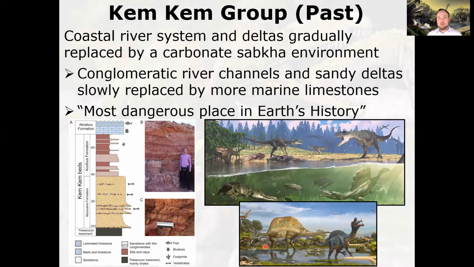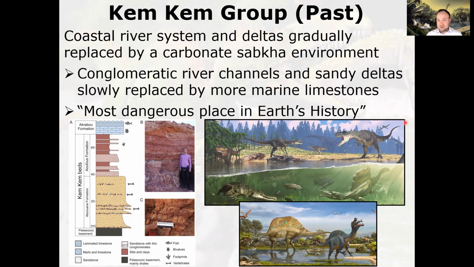So what did the Chemcam group look like in the past? Well, it was a coastal river system. And again, we see these delta forms. And then gradually that kind of classic sandy river channel systems into river delta systems, it sort of becomes kind of more and more marine over time, and eventually into a Sabkha environment, which is sort of a coastal, very arid, where the coast is evaporating. And so we get some limestones. We also see, again, conglomeratic river channels and sandy deltas.